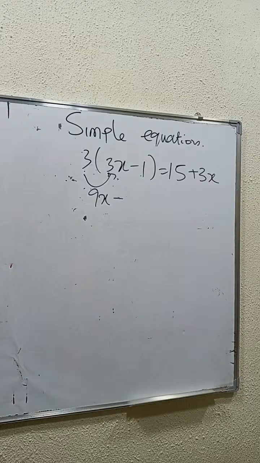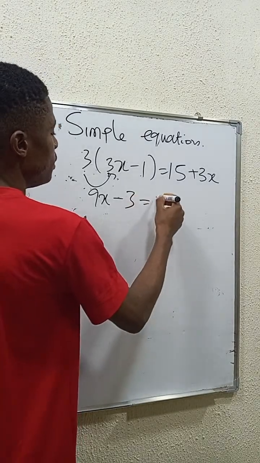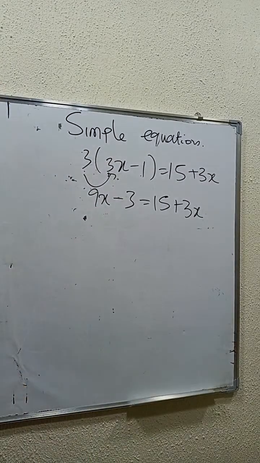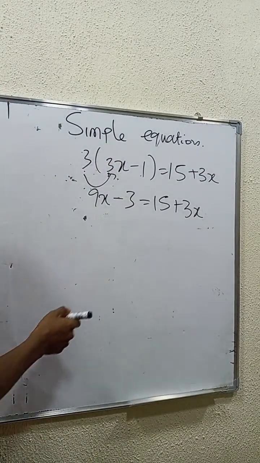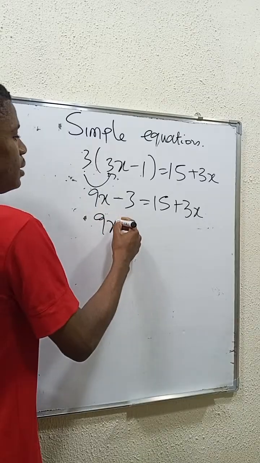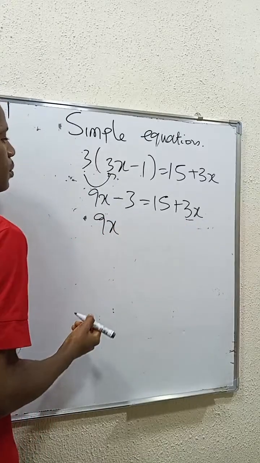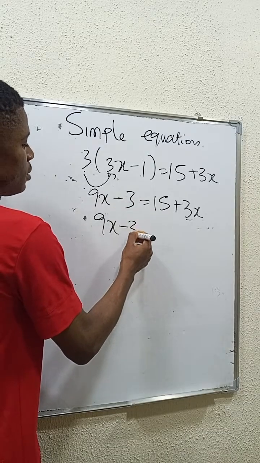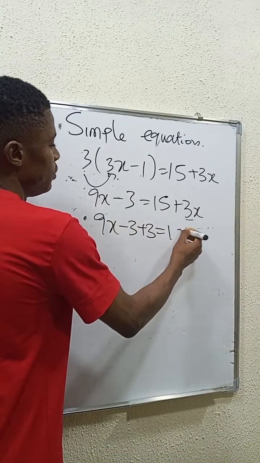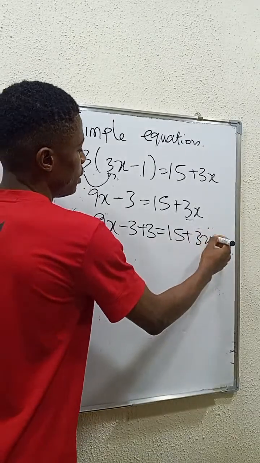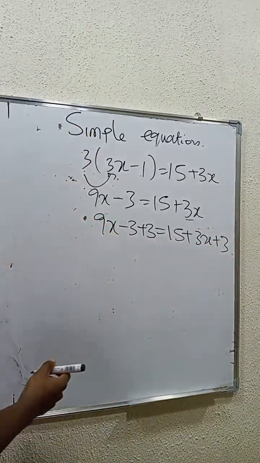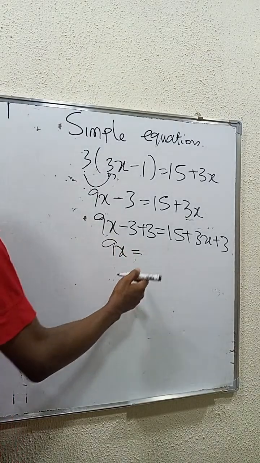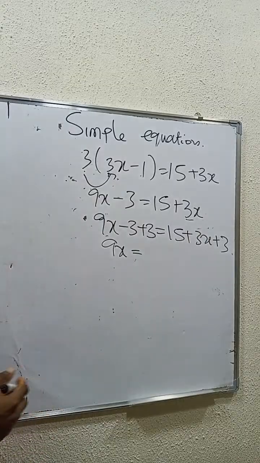Is minus 3. And that's 15 plus 3x, right? Okay, we'll collect like terms. So we'll have 9x. We add 3 to both sides. Minus 3 plus 3 is 15 plus 3x plus 3. Okay? We are left with 9x is equal to 15 plus 3, which is what?